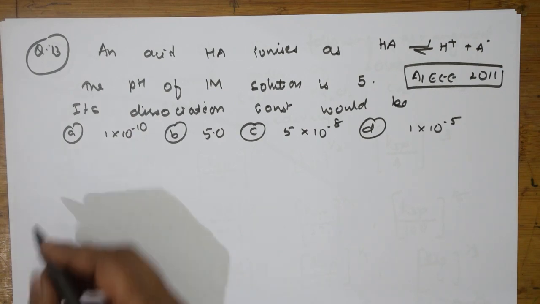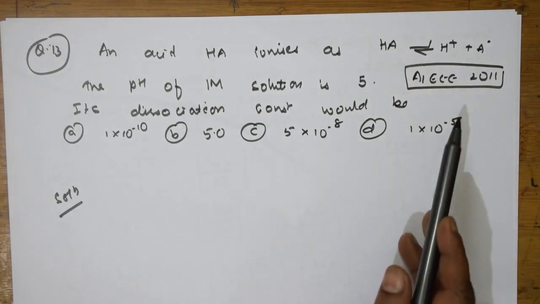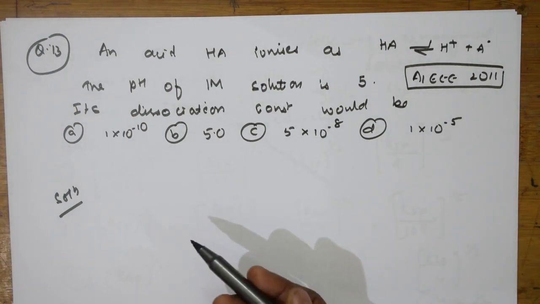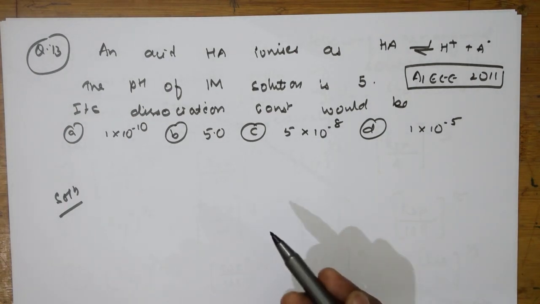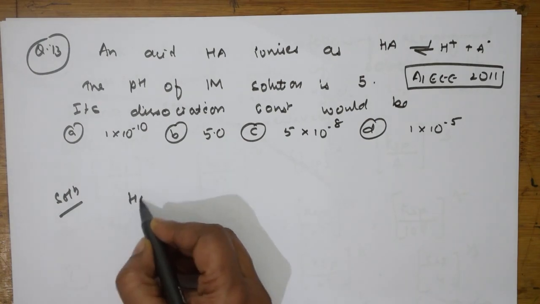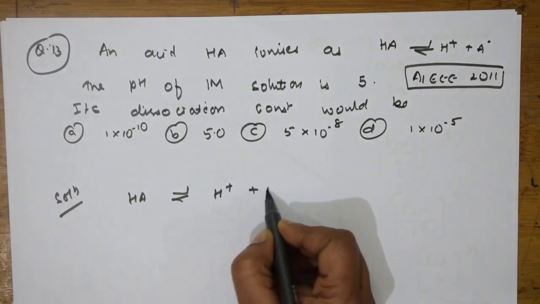Right. Now let us see the next question. An acid HA ionizes as HA gives H plus plus A minus. The pH of 1 molar solution is 5. Its dissociation constant would be? This is again an AIEEE 2011 question. We are asked to find the dissociation constant from the 4 options given. As soon as such a question is given, same thing: write the reaction.